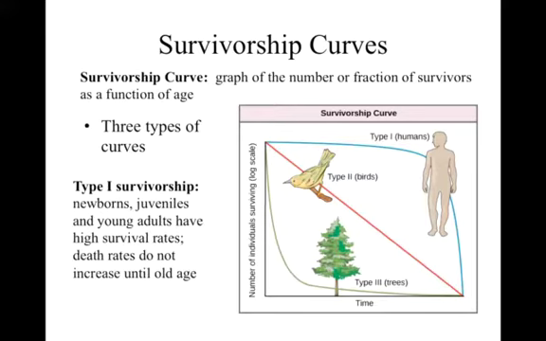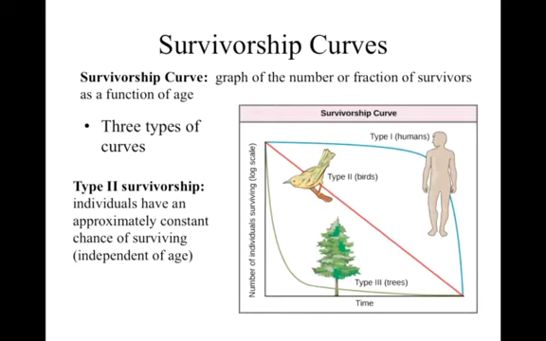So a type 1 survivorship curve is typical in humans, and in this case, your young individuals, your newborns, your juveniles, your young adults, have a really high survival rate. So when I have a baby, I have a pretty high expectation they're going to live for a long time. Your death rates don't increase until you get to an old age. When you're a human, once you hit 75, 80, you might be pushing it. You might be more likely to die than a baby or a 2-year-old. So that's a type 1 survivorship curve.